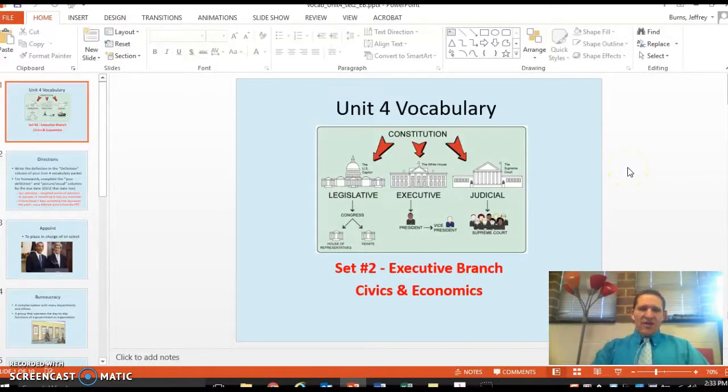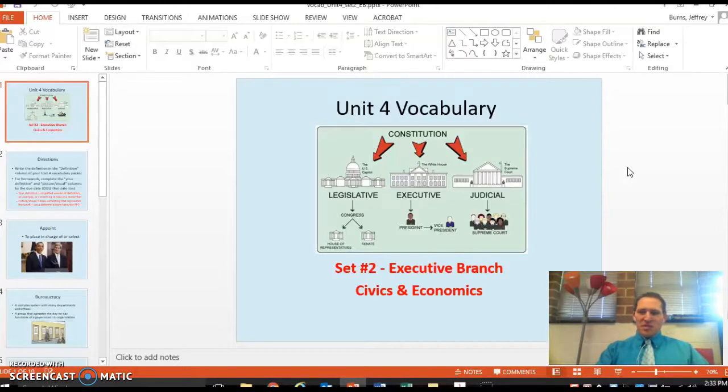We have our next set of vocabulary for Unit 4. It's set number 2, the executive branch, powers and roles of the president. It's a short one. Enjoy it while it lasts. 8 words. Alright, so remember when you're doing your vocabulary, you should have your vocabulary handout with you.